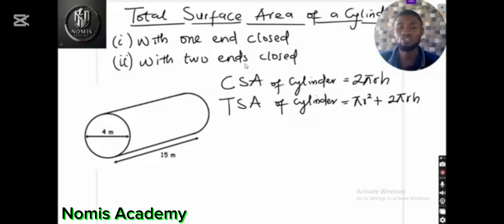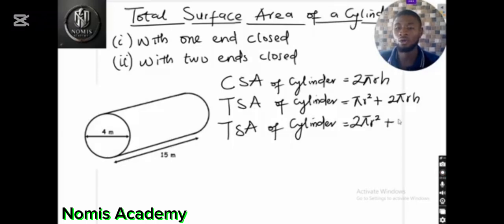What happens when two ends are closed? It's just as simple as saying that the total surface area of a cylinder when two ends are closed becomes 2 of it: 2 pi r squared plus 2 pi RH. So I hope you will be able to understand these formulas.